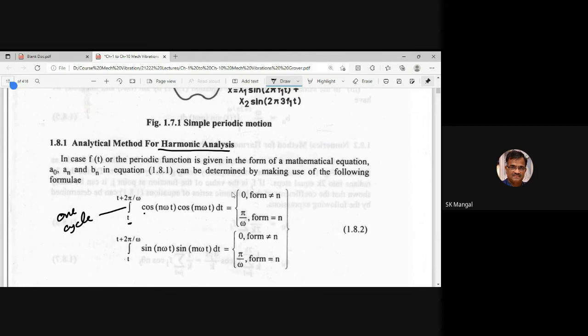Then you are having a cos n omega t and cos m omega t term. If you are having an integration of this type, this will have a 0 value when m and n are not equal, and it will be equal to pi by omega when m and n are equal. The same condition applies when you are having a sine and sine term. Again, you have 0 for all unequal values of m and n, and pi by omega when m and n are equal.